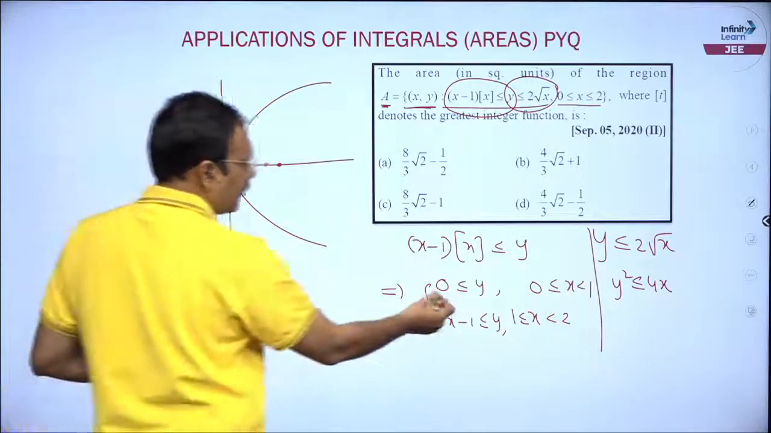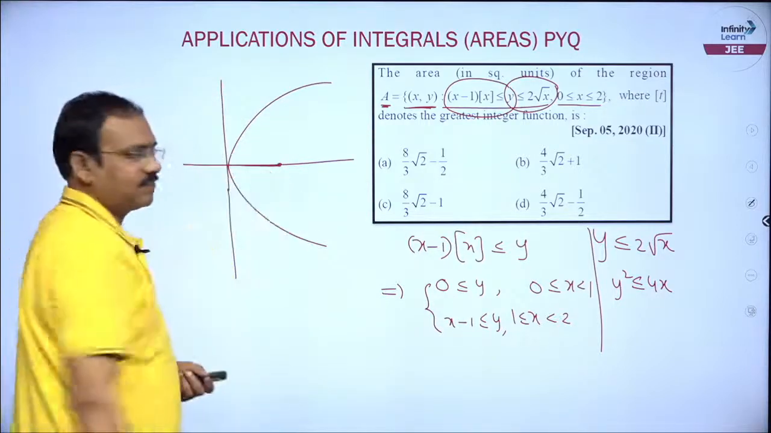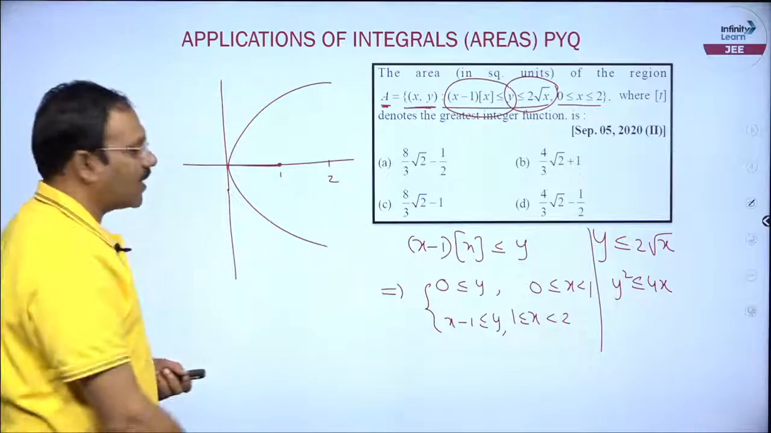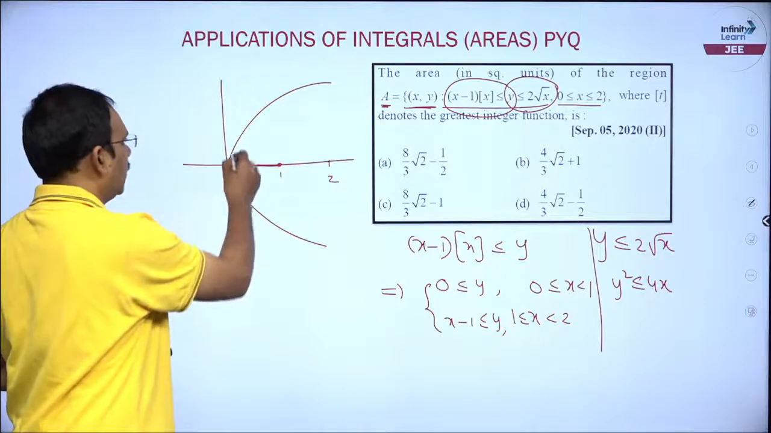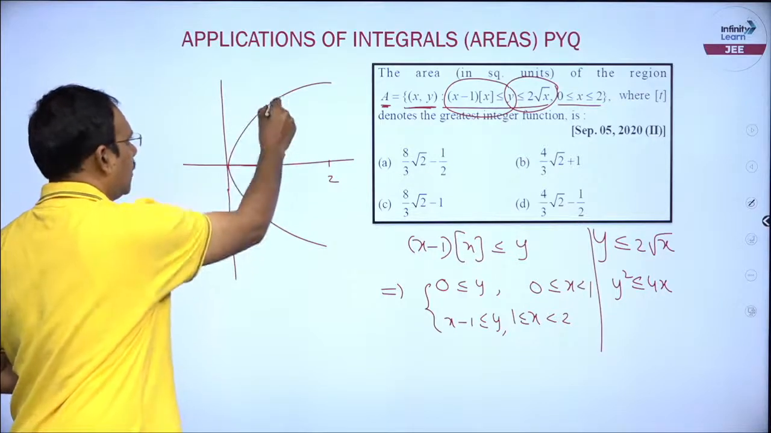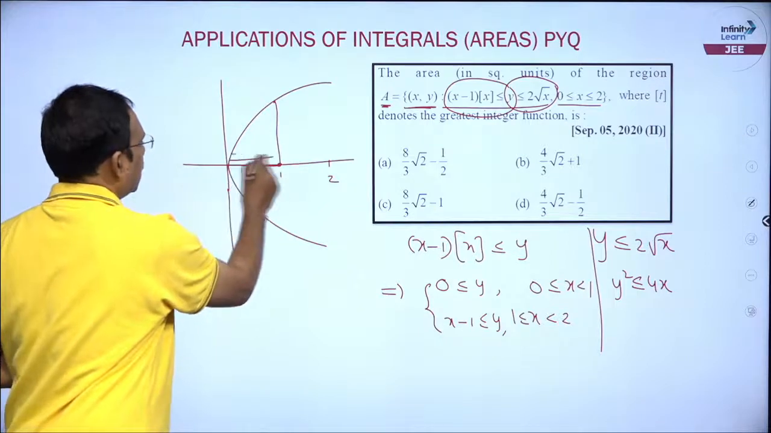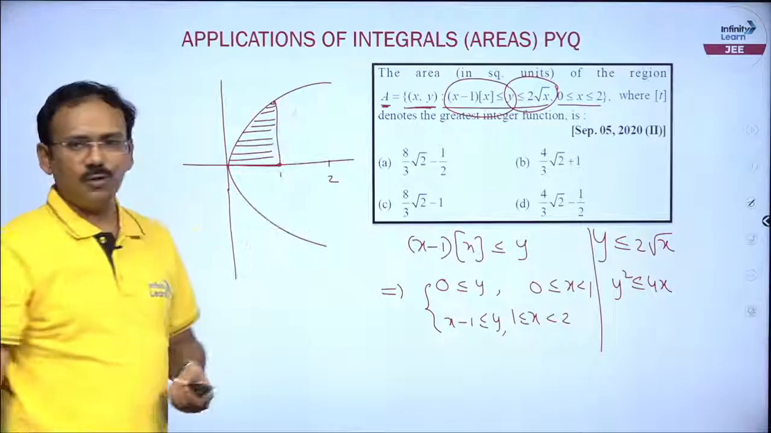The second curve is whenever x is between 0 to 1. So, suppose this is 1, this is 2. y greater than or equal to 0 stands for this quadrant. Anyhow, I am taking the interior of this particular parabola. So, this is the area that I am going to get between y equals 0 to 1.